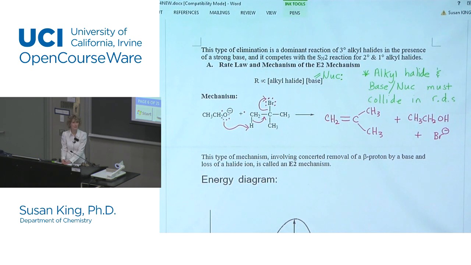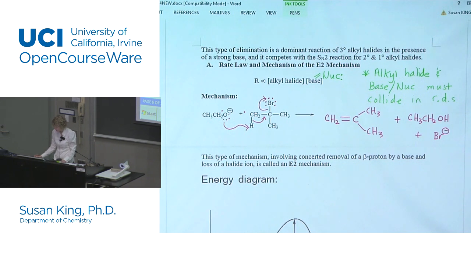Questions on that mechanism, anybody? Anybody have questions? All right, so this type of mechanism involving concerted removal of a beta proton by a base and loss of a halide ion is called an E2 mechanism.